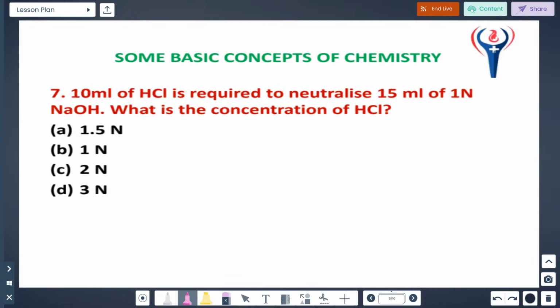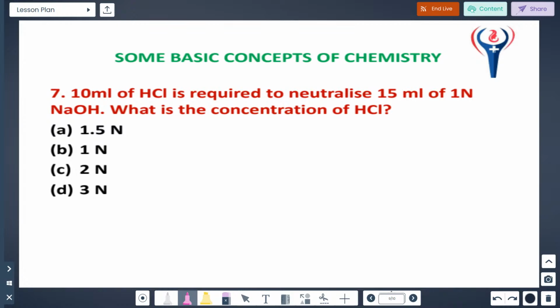10 ml of HCl is required to neutralize 15 ml of 1N NaOH. What is the concentration of HCl? So here I'm taking HCl as well as sodium hydroxide. We studied one formula, the law of volumetric analysis: equinormal solutions with equal volume can neutralize each other. You know that. That's the law of volumetric analysis definition.